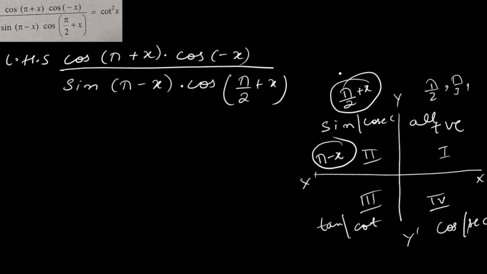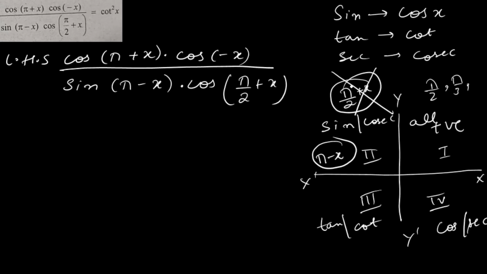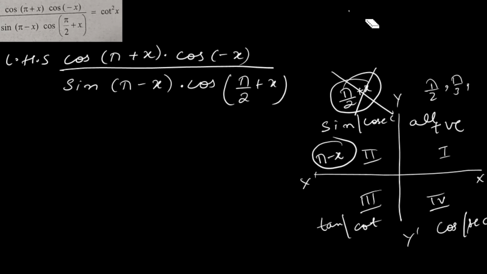Pi means 180. So mostly this we will not use, because if we use pi by 2, sine will change to cos, cos will change to sine, tan will change to cot, and secant will change to cosecant if we use 90, because we have done complementary relations. So these trigonometric functions will change if we use 90 degrees. So we avoid it. Most of the time we use pi, 180 degrees, because the trigonometric function will remain the same. We know cos(pi plus x) will remain cos x only. So cos only we will get here with pi, and that's why we will use pi.